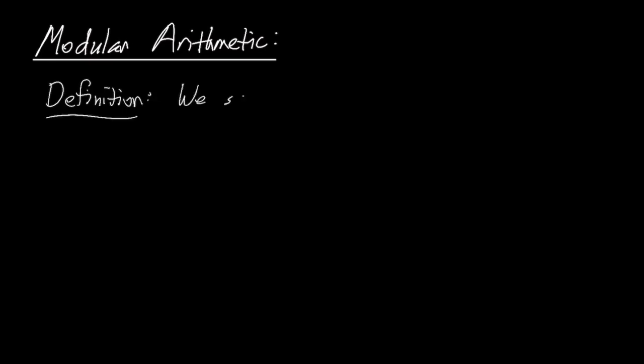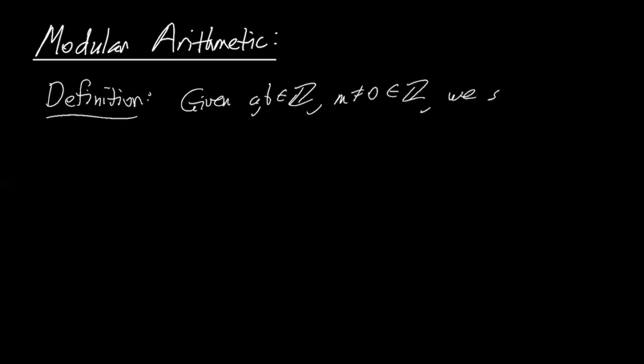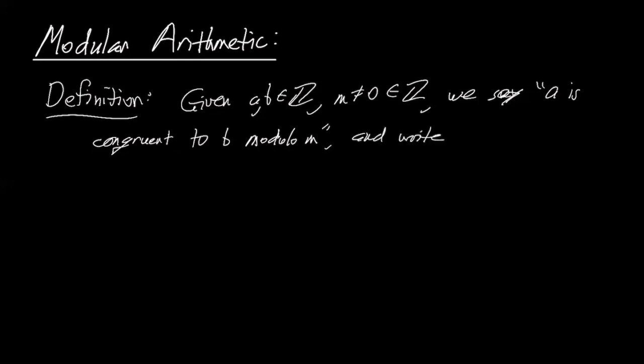We say, I guess we say in words, I really should say, given a and b in the integers, and in fact, given a and b in Z and m not equal to 0, we say a is congruent to b mod m, modulo m, and write, what do we write? We actually write something like a is congruent to b mod m.